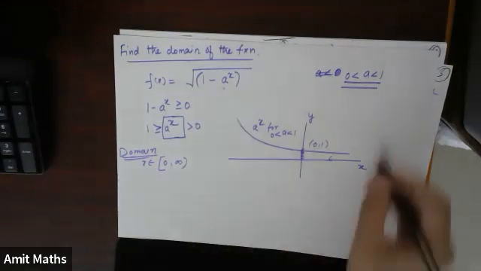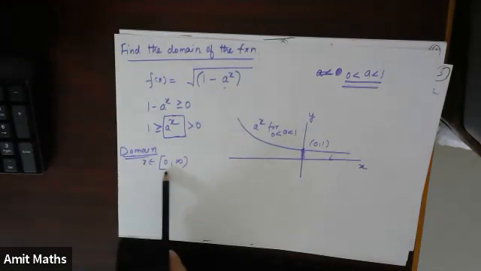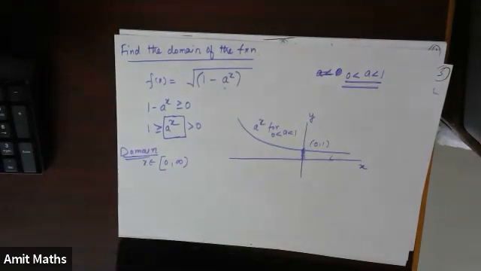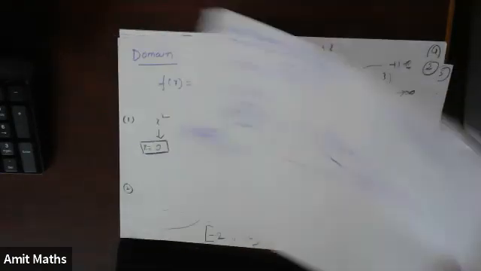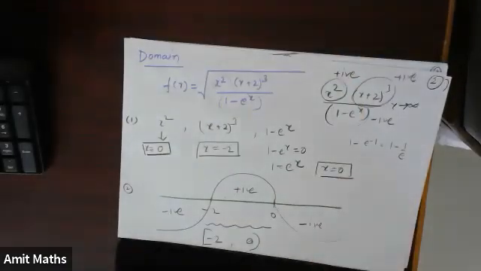Now using this, I have given you a question to find the domain of this thing, for a less than 1 and greater than 0. I have solved this. For this one, the domain will be 0 to infinity. Next, I have given you this question, which I have already explained to you by two different methods.